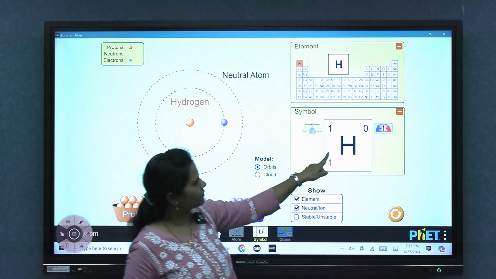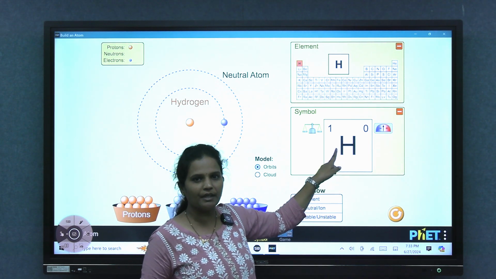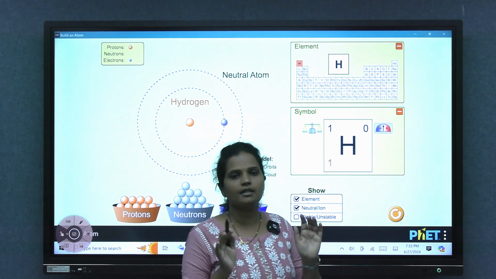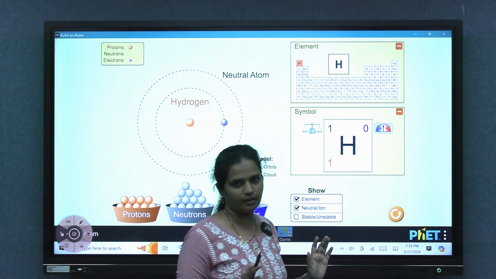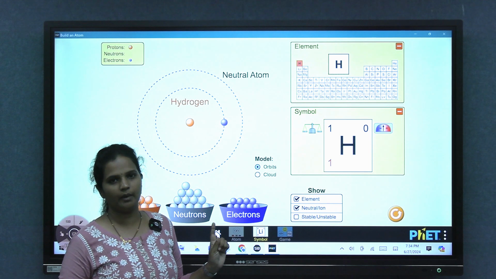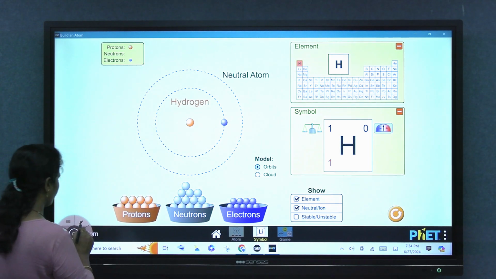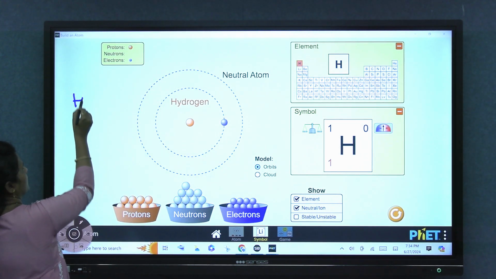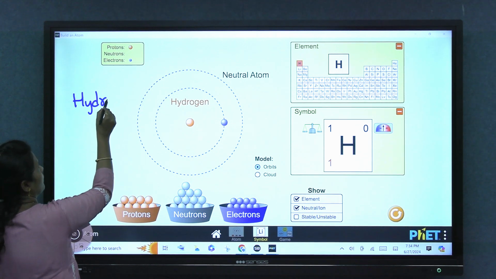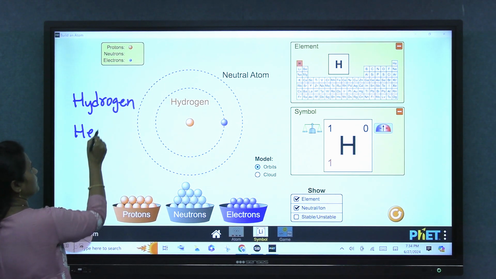You can see here the symbol of hydrogen is H, capital H. The symbol of an element is always given by the first letter. The first letter of an element is the symbol of the element. Suppose, let us take hydrogen and helium.